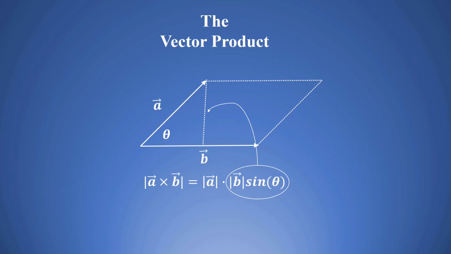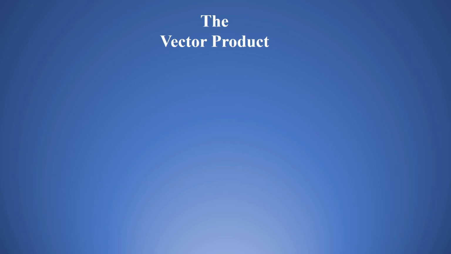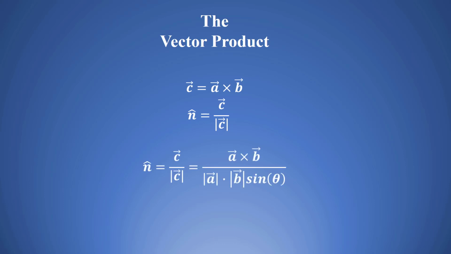Now, if we look at the unit vector in the direction of C equals A cross B, the unit vector is defined as the vector divided by its magnitude, as we learned before. Therefore, n is equal to the cross product between A and B divided by the magnitude of the cross product. Therefore, it's equal to A cross B divided by the magnitude of A multiplied by the magnitude of B multiplied by sine of the angle between A and B.